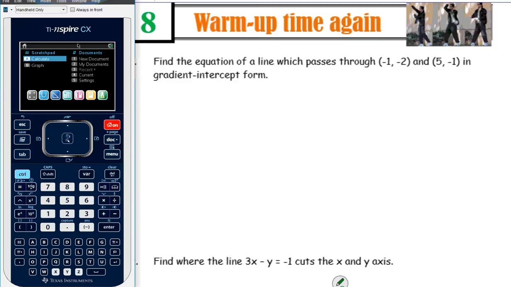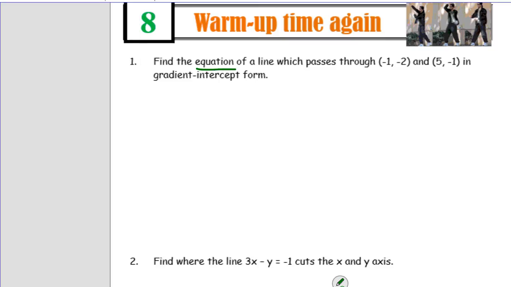Now find the equation of a line which passes through these 2 points, -1, -2, and 5, -1, in gradient intercept form. So you probably realize you need to label that x1, y1, and label the other coordinate x2, y2. By gradient intercept form, we mean y equals mx plus c. So we need to calculate the gradient and the y-intercept.